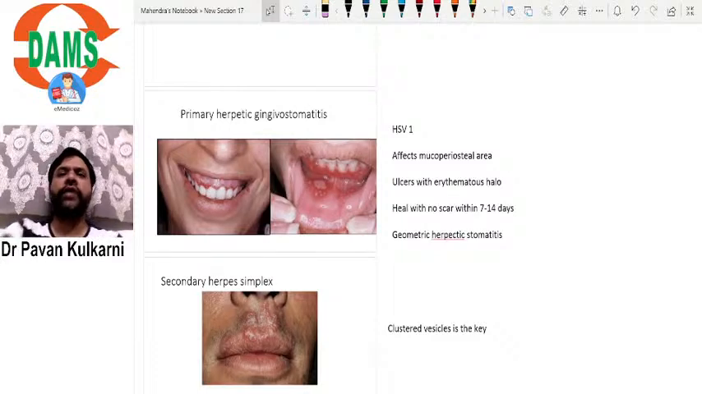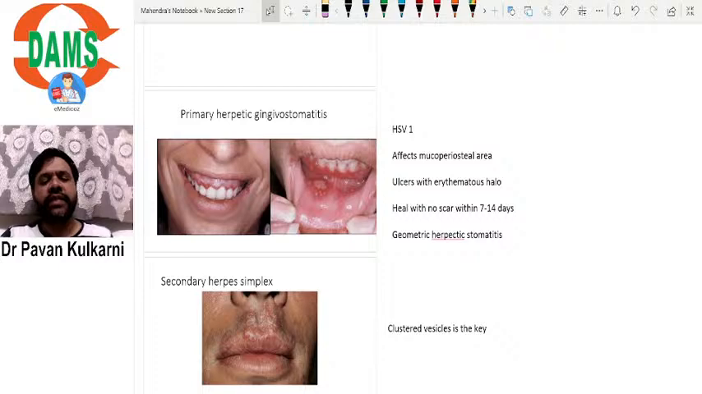What do you mean by mucoperiosteal area? The area where the mucosa is attached to the periosteum. That is gingiva. Gingiva has an underlying periosteum, right? Bone. So primary herpetic ulcers mainly affect the mucoperiosteal areas.